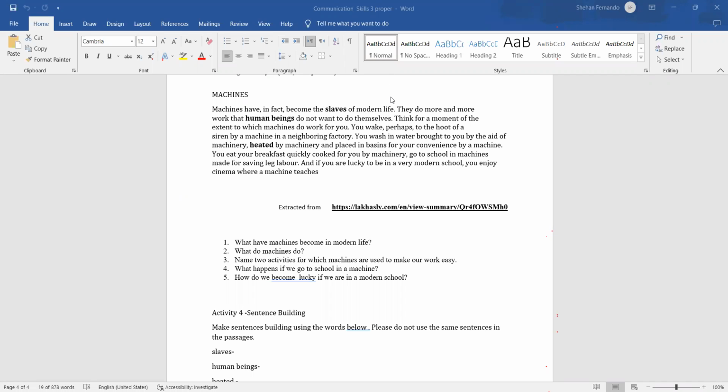What are the activities? Traveling, very good. Cooking, going to school by machine, very good. Good. So those are the activities. Then what happens if we go to school in a machine?